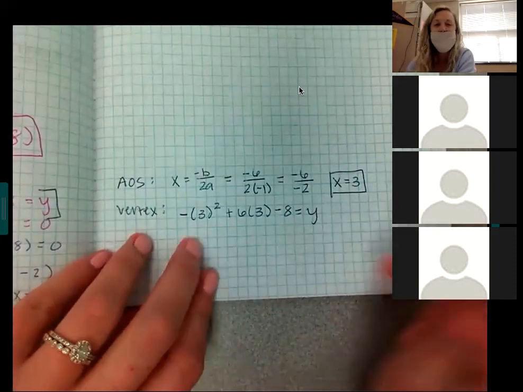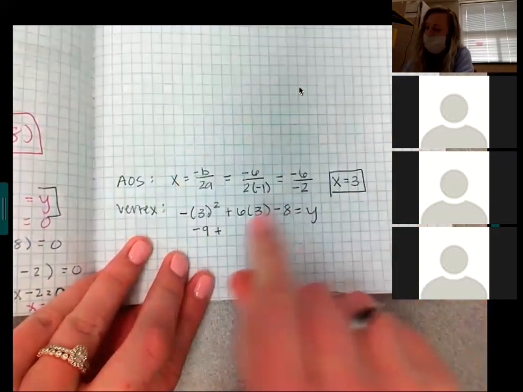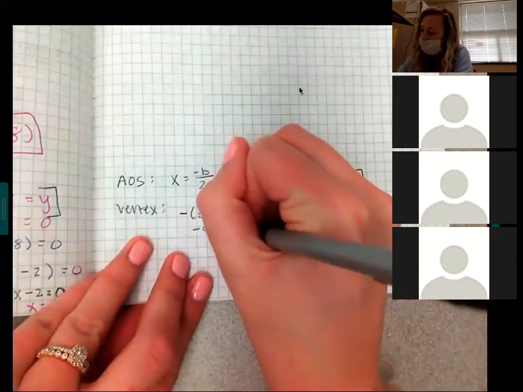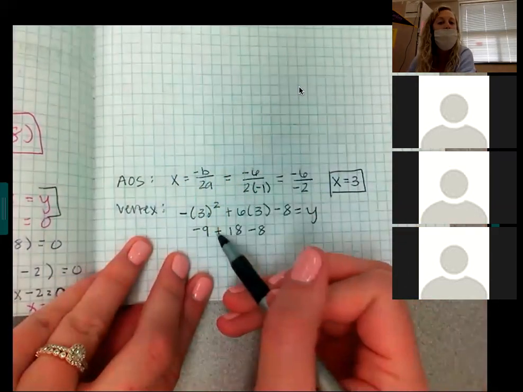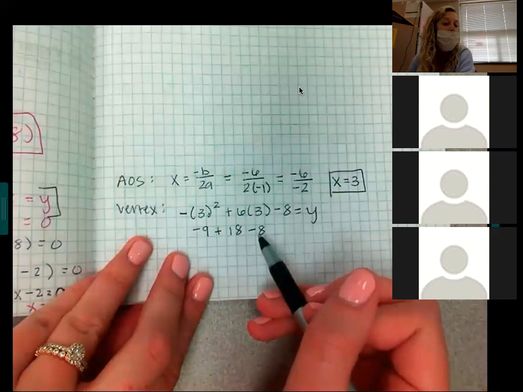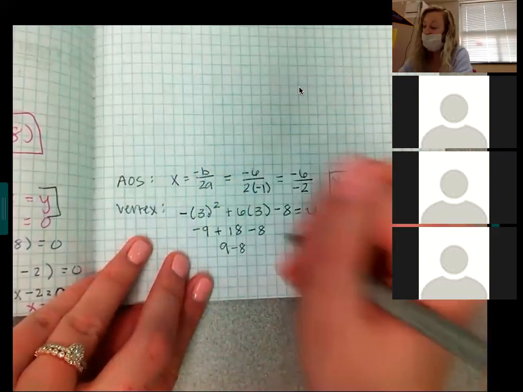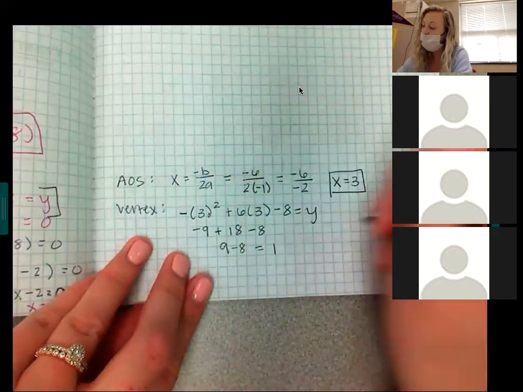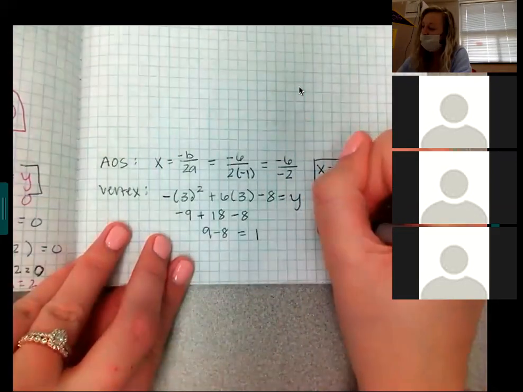This is corny. 3 squared is 9, so this is negative 9 plus 6 times 3 is 18 minus 8. What's negative 9 plus 18? You've got to go from left to right. 9 minus 8 is 1. So if the y is 1, what's my vertex, kiddos? Good.